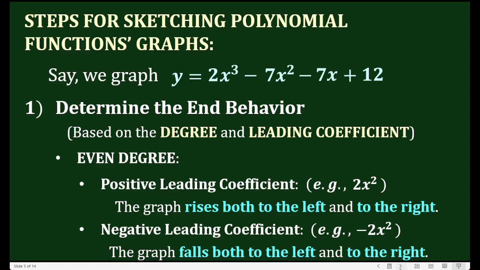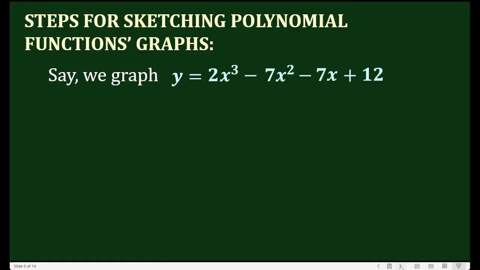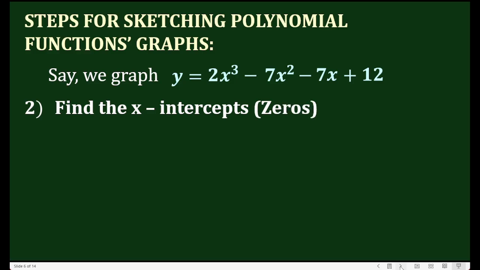Now again, we have a particular given polynomial function. So the end behavior is what? The graph falls to the left and rises to the right, since the two conditions are, we have an odd degree and a positive leading coefficient. Now, what else do we need to consider other than end behavior of the graph? We need to determine its x and y intercepts.